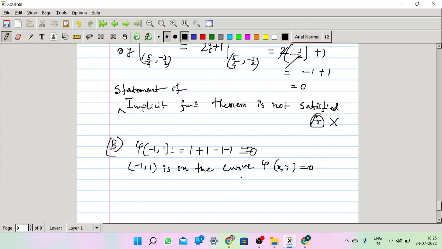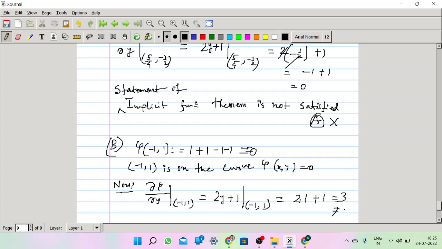Now we'll check whether del phi upon del y at minus 1 comma 1 is 0 or non-zero. So del phi upon del y is 2y plus 1 at minus 1 comma 1. If x value is minus 1, y value is 1, so I will put y equal to 1. So 2 into 1 plus 1, that is 3, which is a non-zero quantity.